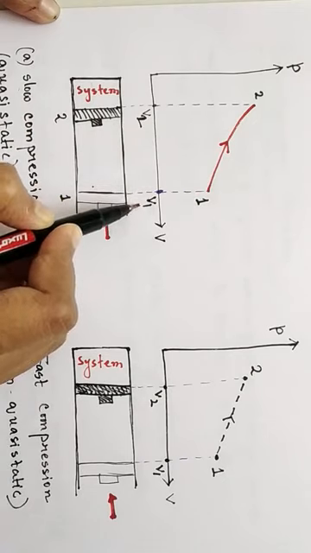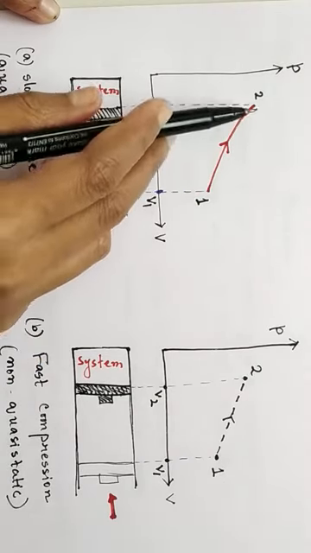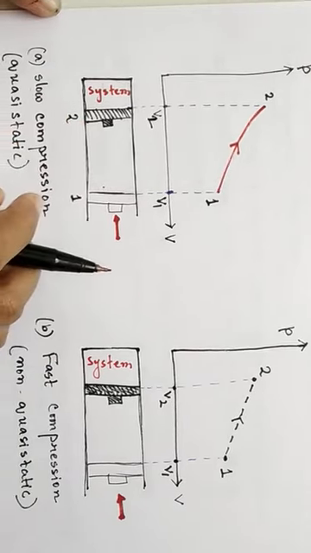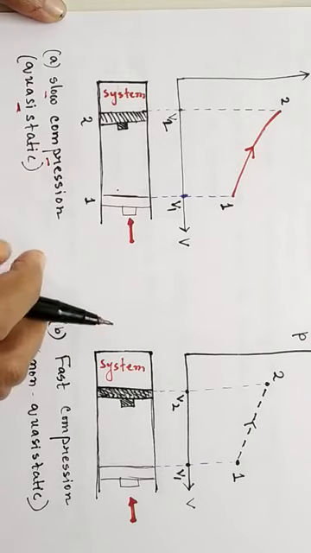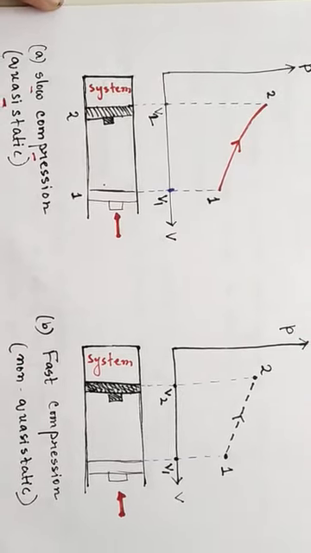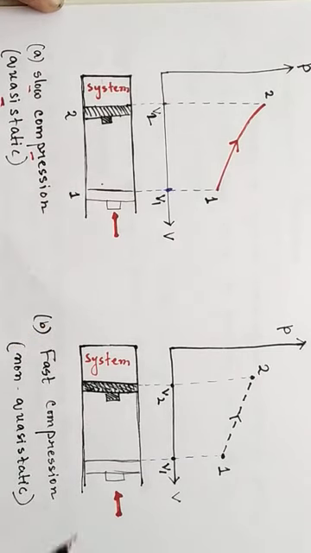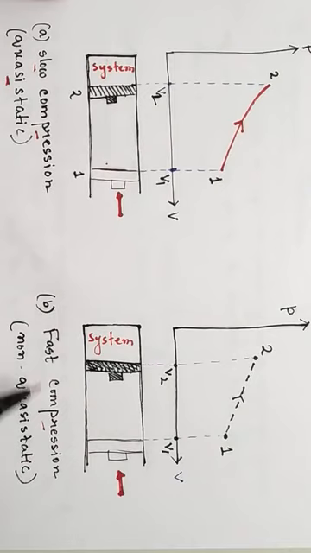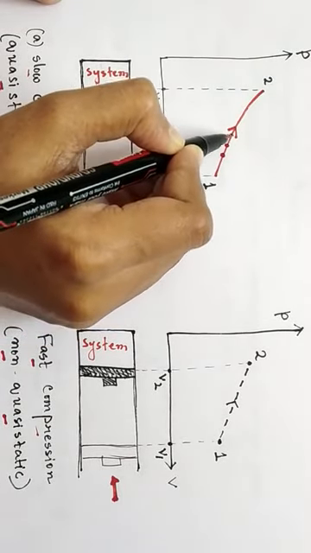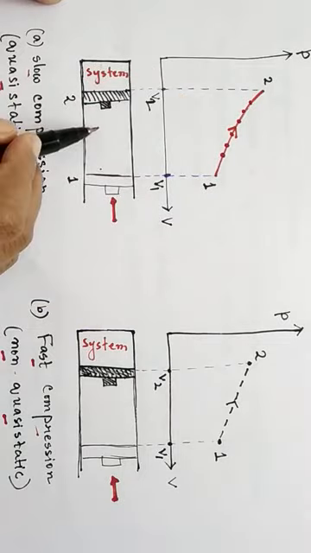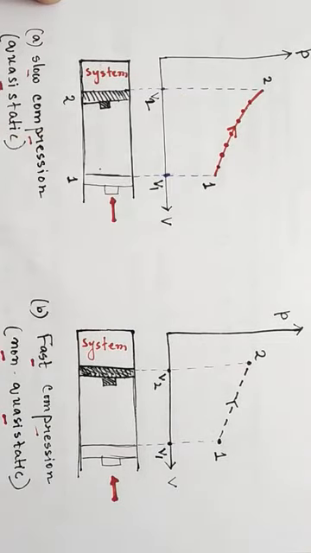Initially the volume was V1, and at the final state 2, the volume is V2. Now the compression is very slow, so this denotes a quasi-static process. On the other hand, if the compression is very fast, then it will be a non-quasi-static process. Here every stage of the system during this process will be very close to an equilibrium state.